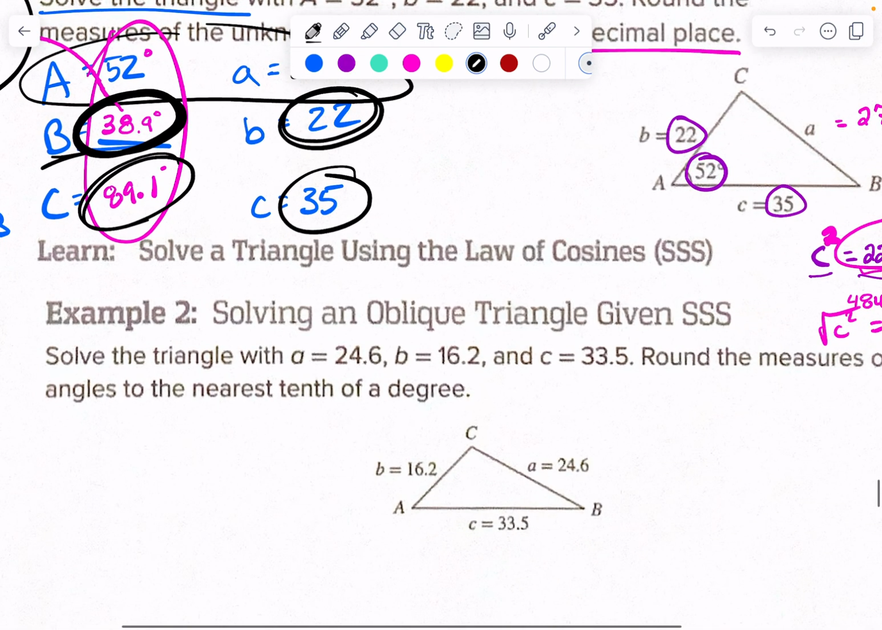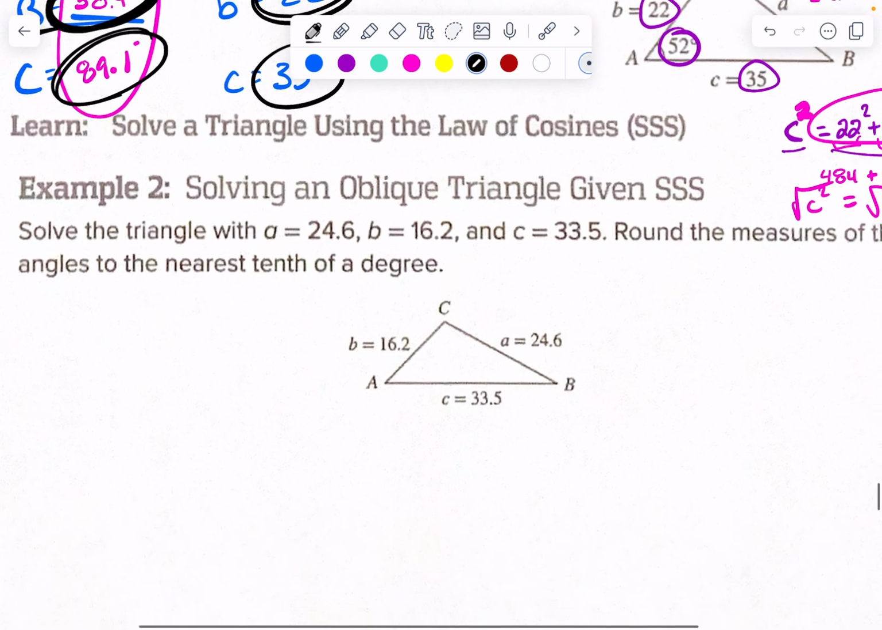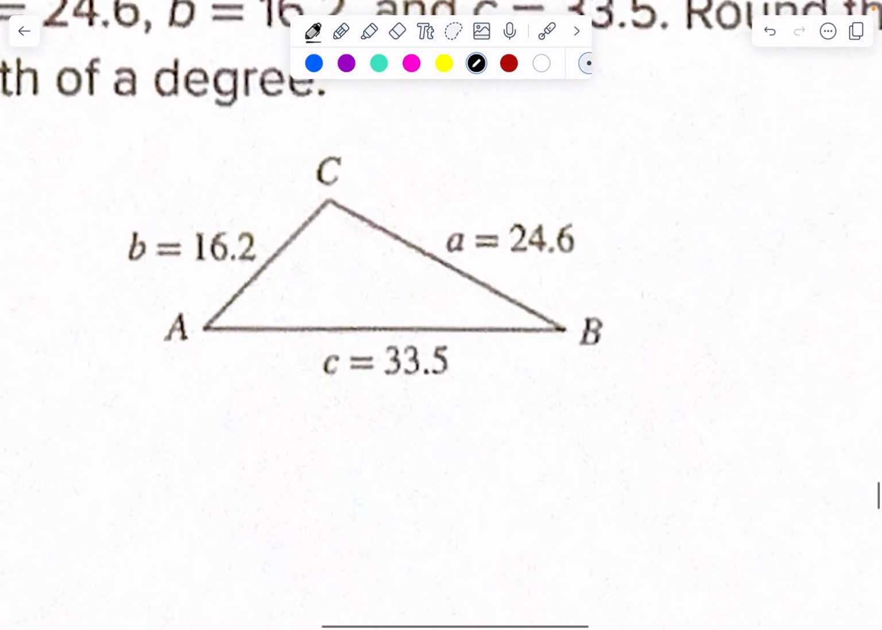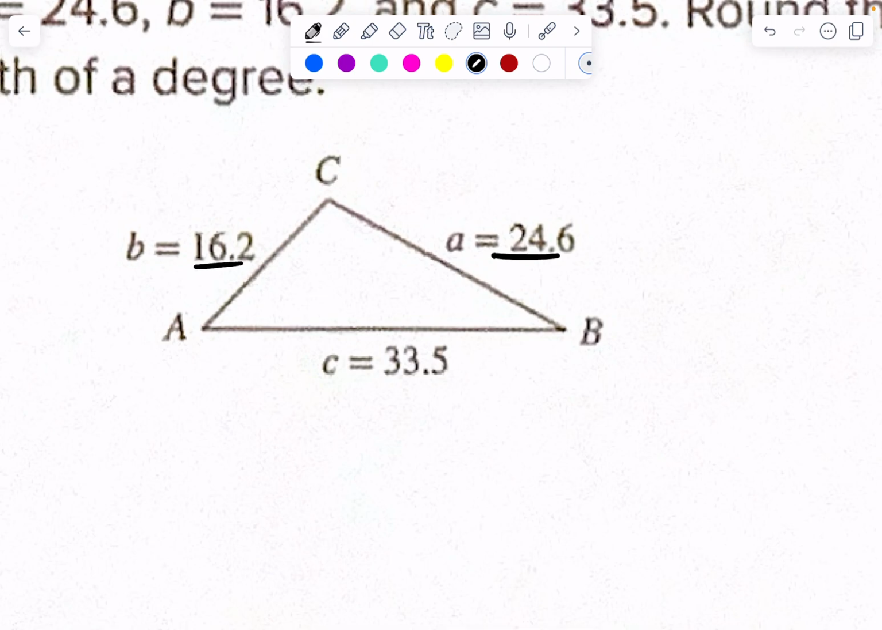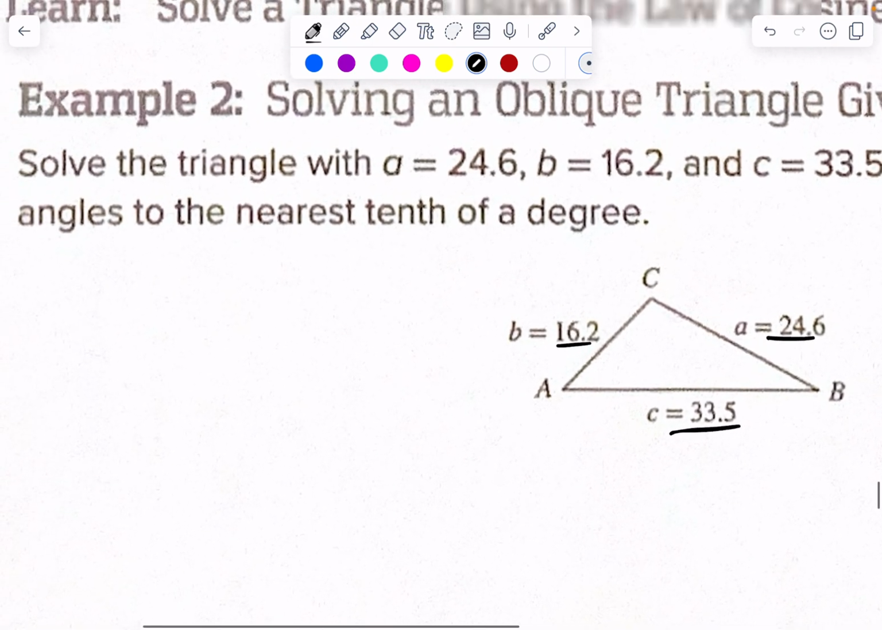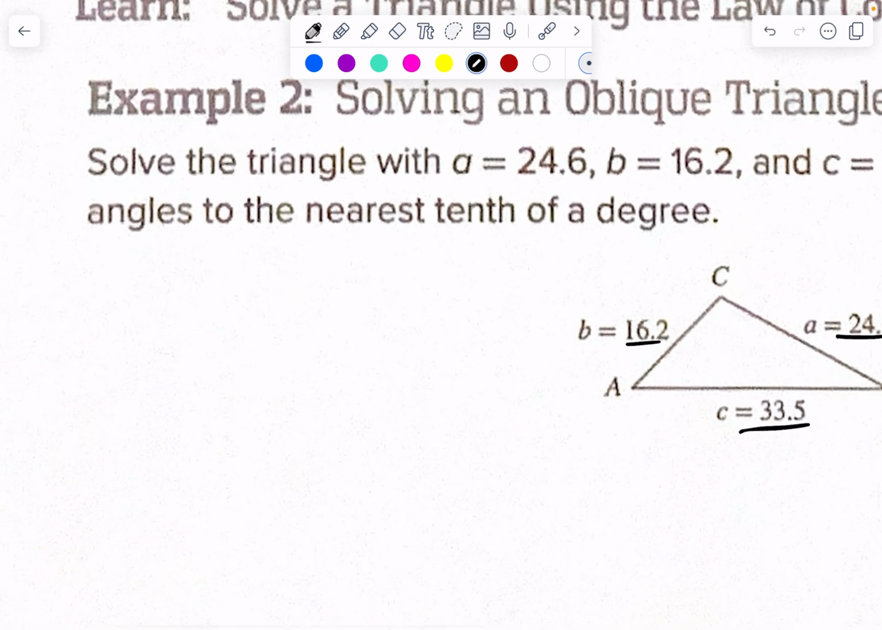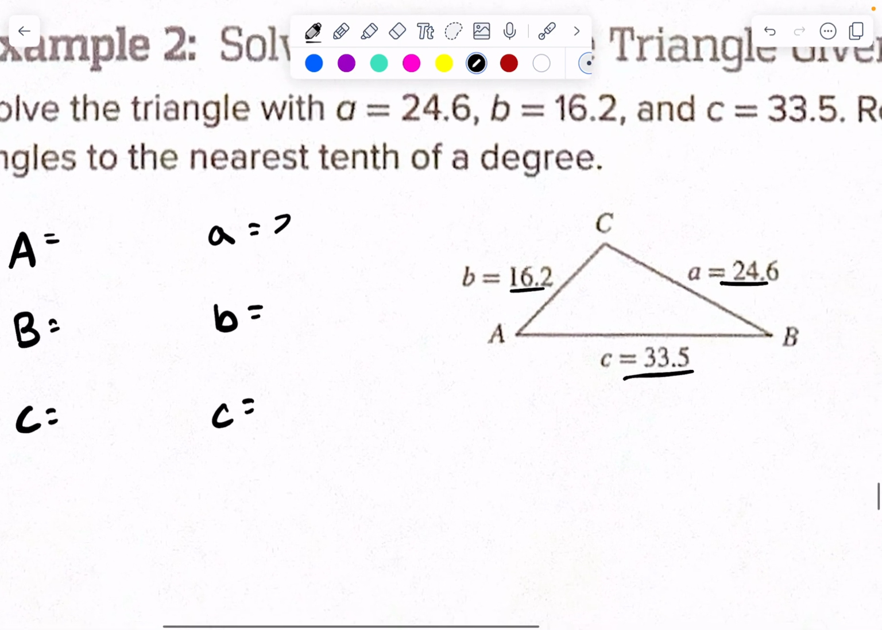All right, let's do another law of sines, or law of cosines really quick, okay? What do you do when you have 3 angles and no sides? Or excuse me, 3 sides and no angles. Let's see what we've got going on here. So we don't know capital A, we don't know capital B, we don't know capital C, we don't know any of them, right? But we know little a and little b and little c, all of those guys, okay? Little a is 24.6, little b is 16.2, little c is 33.5, okay?